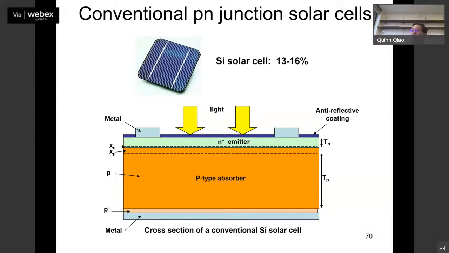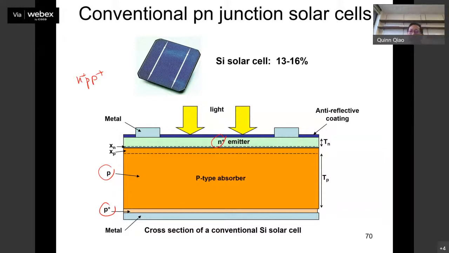Okay, now let's take a look at the conventional PIN junction. The conventional junction typically is N plus P, P plus. If you look at the junction from the top, you have N plus, P, P plus. Typically the thickness of this N plus is a few hundred nanometers, the P plus also a few hundred nanometers, and then the P layer can be a few hundred micrometers, about 1,000 times thicker.